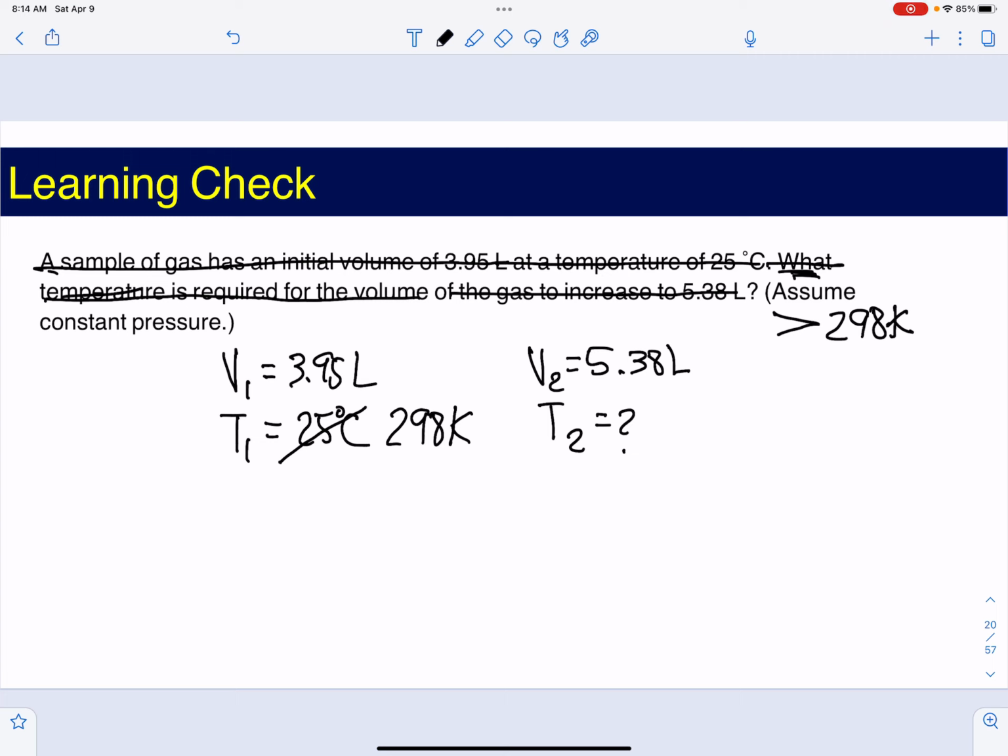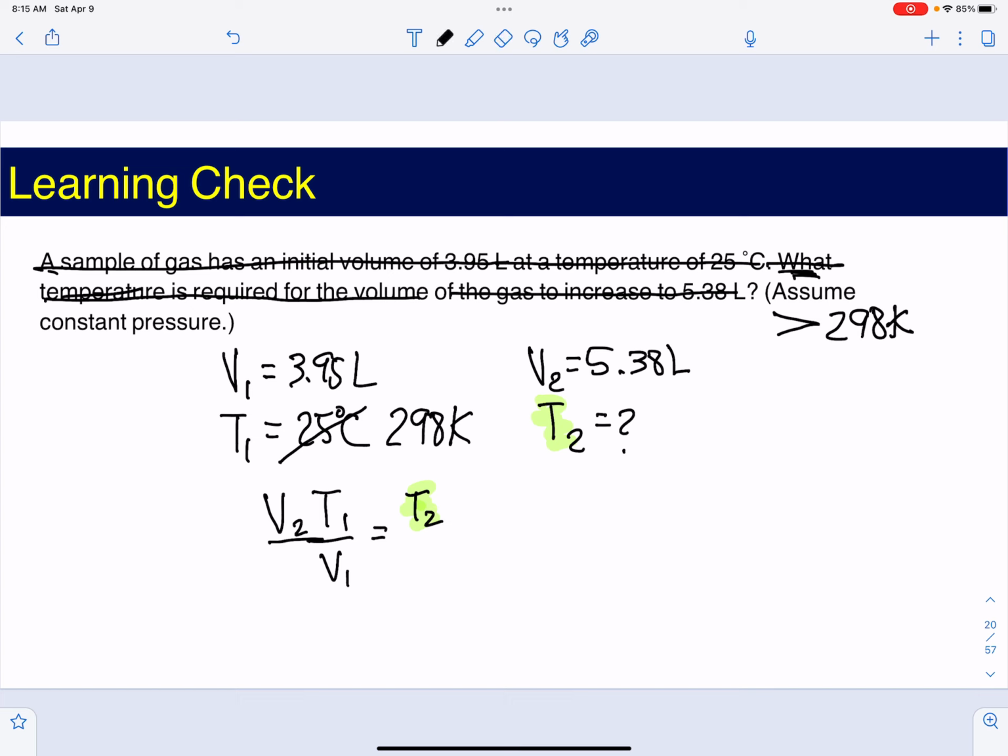So Charles, I'm looking for temperature, so I'm going to put temperature on top. T1 over V1 equals T2 over V2. Since I'm looking for T2, I'm going to have to get rid of my V2, and I'm going to do that by putting it on top. That way it cancels. Whatever I do on one side, I have to do on the other side. So my new formula, once this cancels, is going to be V2 T1 over V1 equals T2.